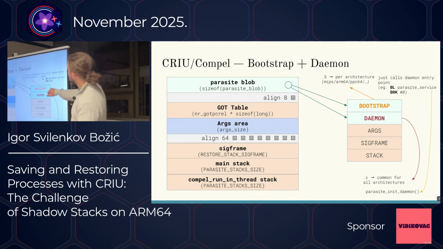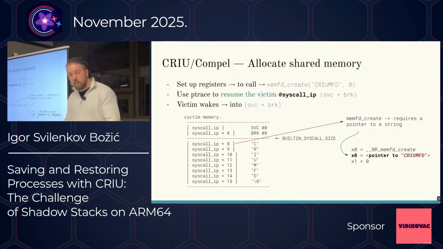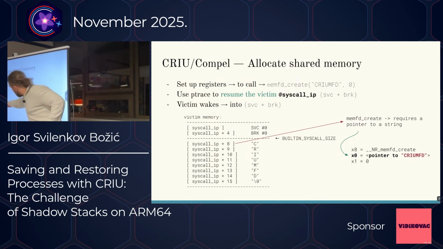Like the first one, called the bootstrap, is an individual per processor, and essentially it just calls an initialization routine in the parasite. It's required, similar to how the kernel has a special boot phase. Here I just wanted to illustrate that you see the two injected SVC and BRK that I mentioned.